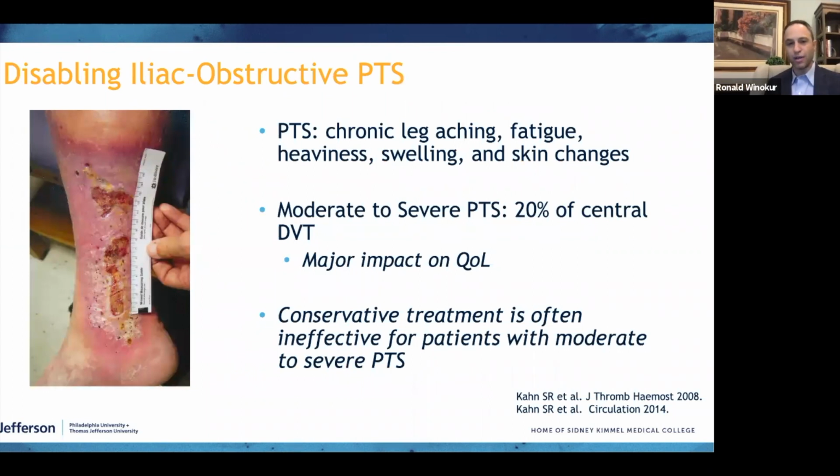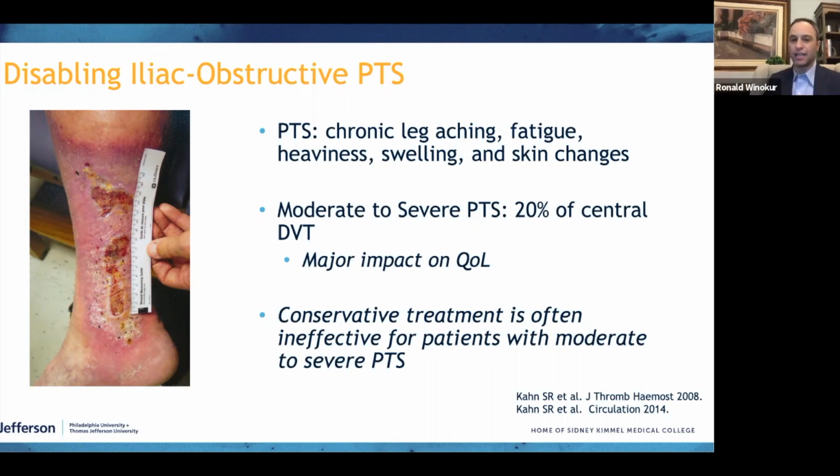And the background of this is that disabling iliac obstructive post-thrombotic syndrome can cause chronic leg aching, fatigue, heaviness, swelling, and skin changes. And 20% of patients with central deep vein thrombosis with central post-thrombotic changes, like I just showed you, have moderate to severe PTS. And it can have a major impact on quality of life, much like I'm showing you in the patient that I just presented, as well as some of these pictures here where you can see ulceration.